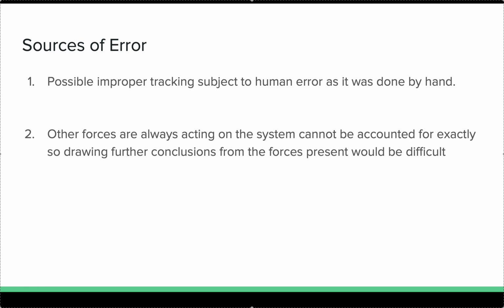So a possible source of error was improper tracking. Since it was subject to human error, it was done by hand in the Tracker app. Number 2 is other forces are always acting on the system, which are the dissipative forces, and cannot be accounted for perfectly. So there could be some extraneous force even besides just the traditional dissipative forces that we didn't account for.